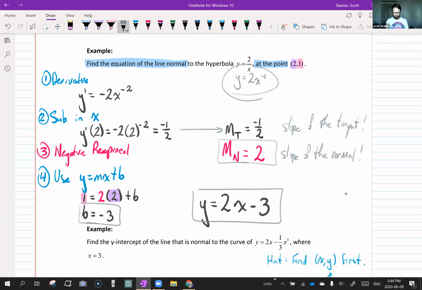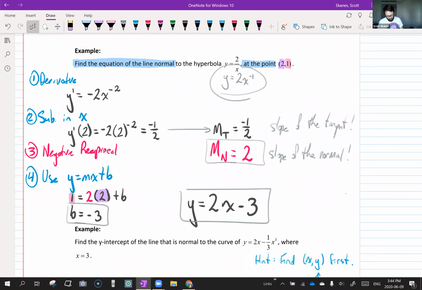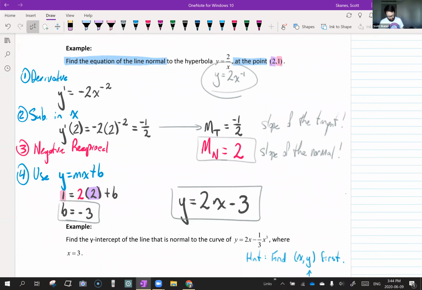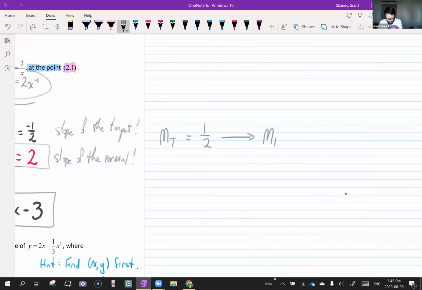Repeat 3. Okay, I can repeat 3. Let me just go off to the side. If our slope of the tangent, let's just say it was 2. Or let's just say it was 1 over 2. The slope of the normal line, we'll flip it upside down. So instead of being 1 over 2, it's now 2 over 1. And we also make it negative. So in other words, the slope would be negative 2. All right, just flip it and make it negative.